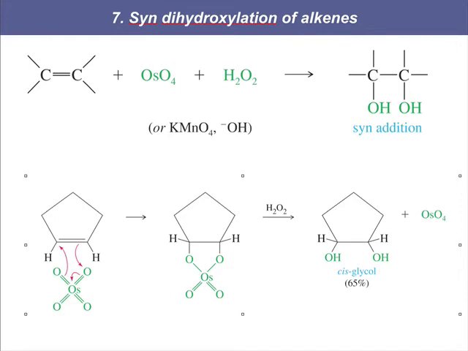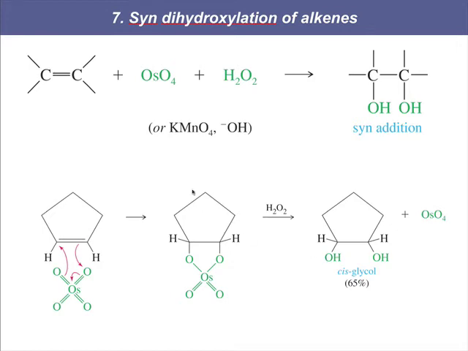Now, because this is happening in one concerted step, the two O's go on at the same time, and therefore they must go on from the same face. The osmium, for example, will approach from the bottom of the alkene or from the top of the alkene. So the O's will either both be on the top or both be on the bottom. So again, one concerted step, you get syn addition. Two separate steps, you get anti addition.